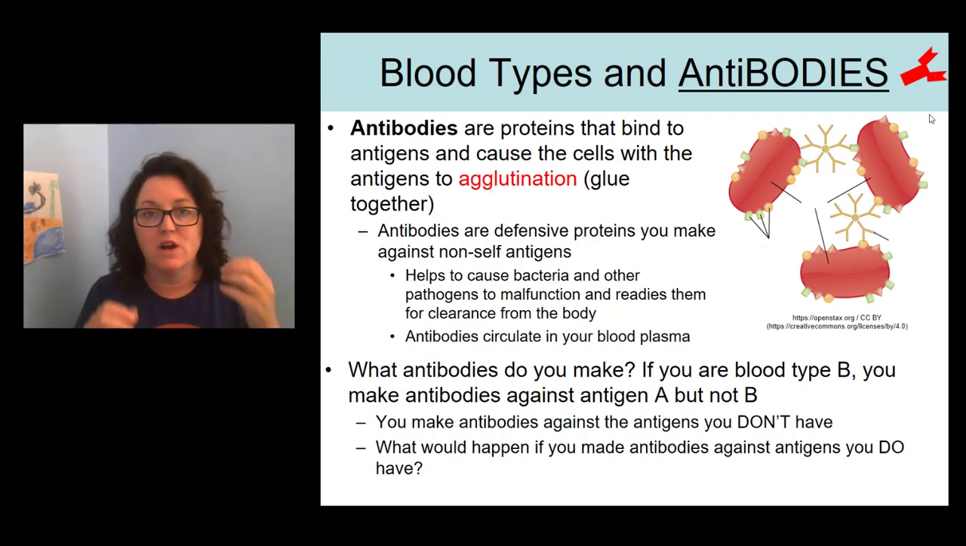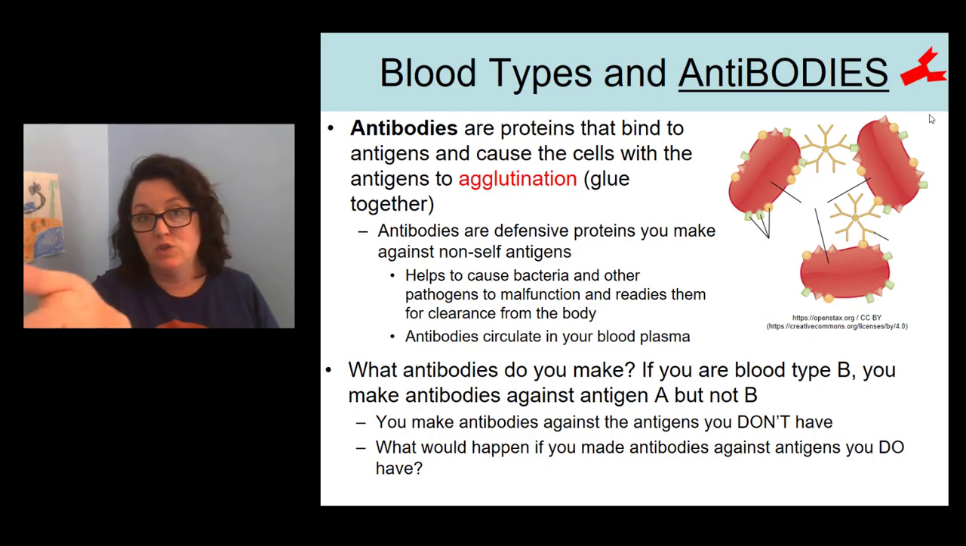So antibodies are defensive proteins that you make against very specific non-self antigens. What that means is that you can't make antibodies against your self antigens. And this makes sense because antibodies basically kill stuff, right? They're going to help you to get rid of this bacteria. So you don't want to kill yourself. So you don't make antibodies against your own self antigens. You make antibodies against foreign antigens, right?